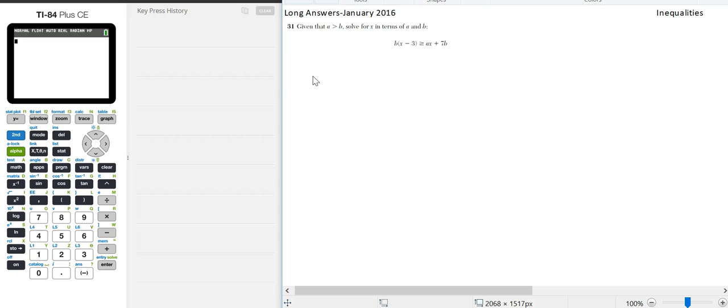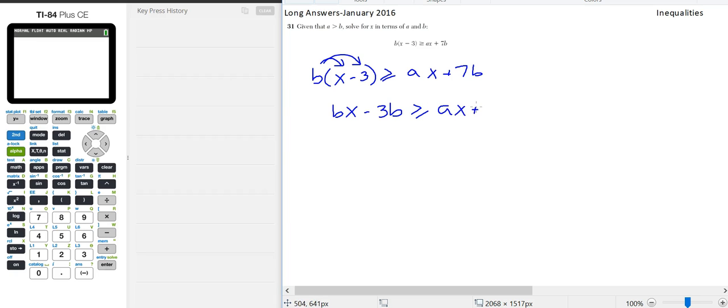So let's do it. First thing we want to do is distribute the b over the x minus 3. b times x is bx. b times negative 3 is negative 3b. bx minus 3b is greater than or equal to ax plus 7b.